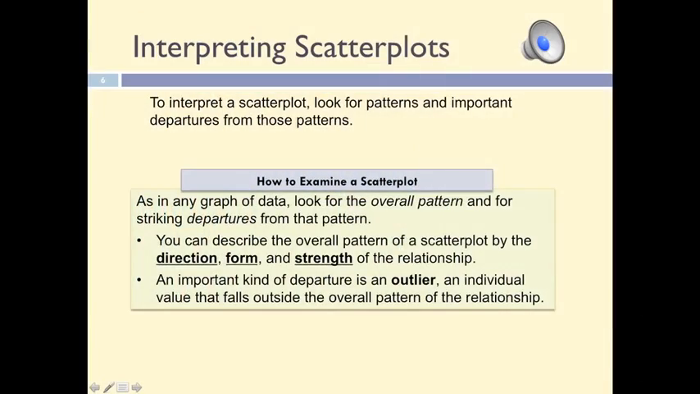Just like with any other types of graphs, when interpreting scatter plots, we must try to identify general patterns, as well as the outliers that do not fall into that pattern. Patterns can be described in terms of direction, the form of the cluster of points, as well as the strength of the relationship between the two variables.